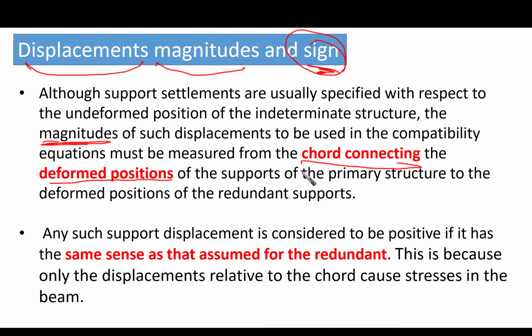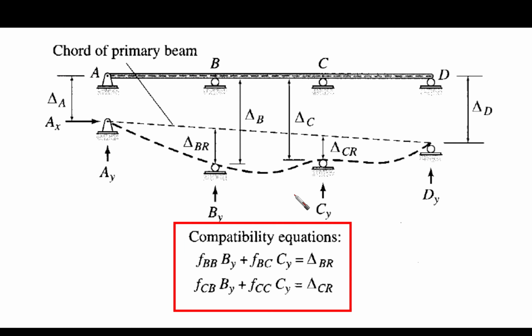Take care of this because it's very, very important. The chord connecting the deformed shape of the supports of the primary structure to the deformed position of the redundant supports. What is the meaning of this? Let's have a look here.